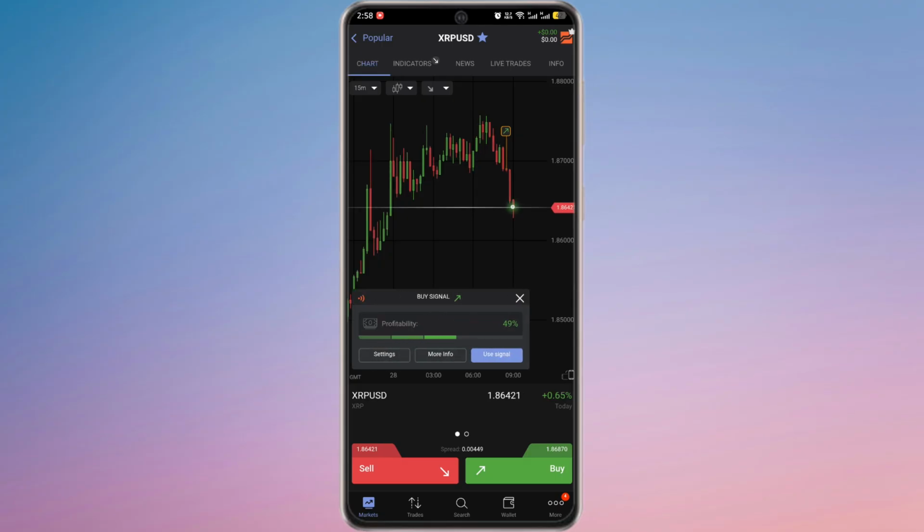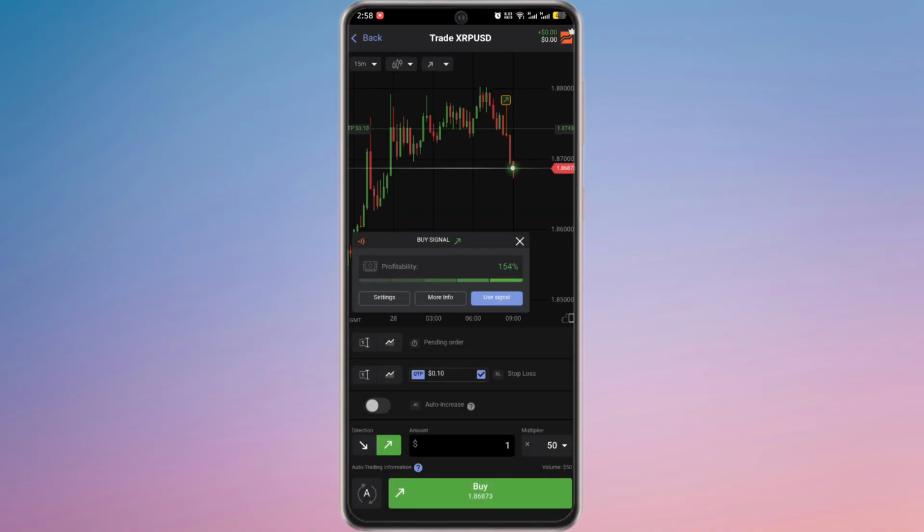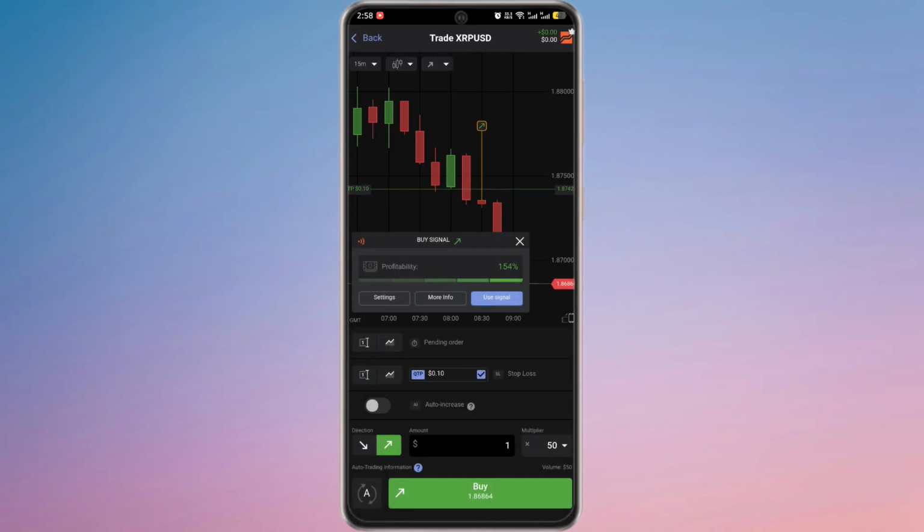Once you are confident with the signals, tap buy or sell. Enter your trade amount and set stop loss or take profit levels if necessary. Your trade will now appear in the trades section where you can monitor and manage it.